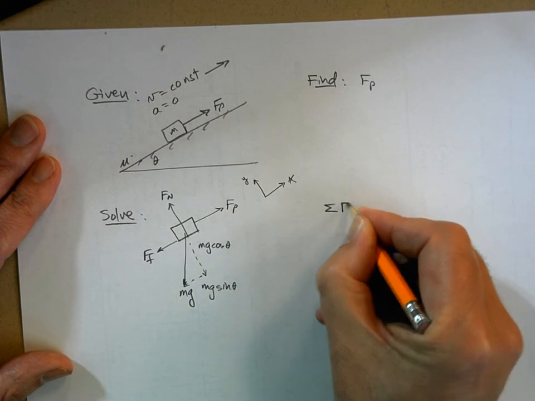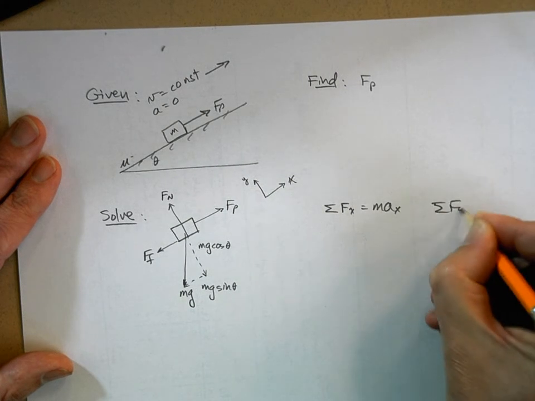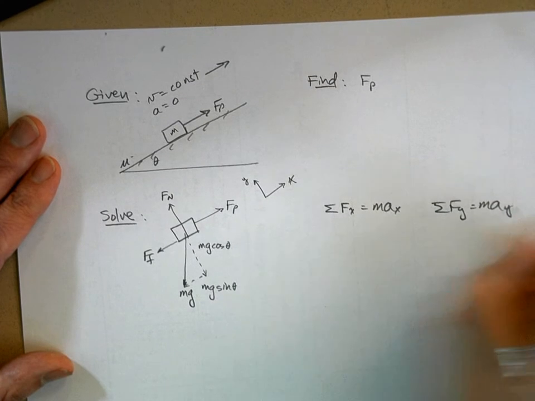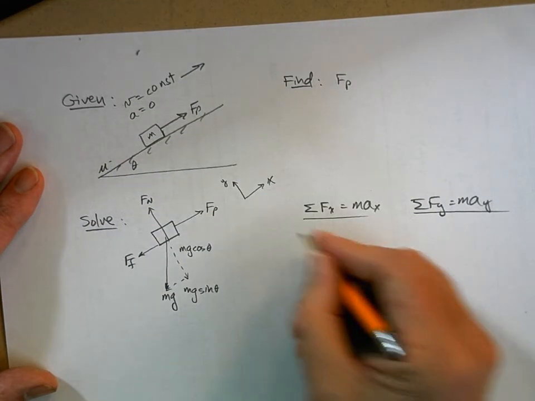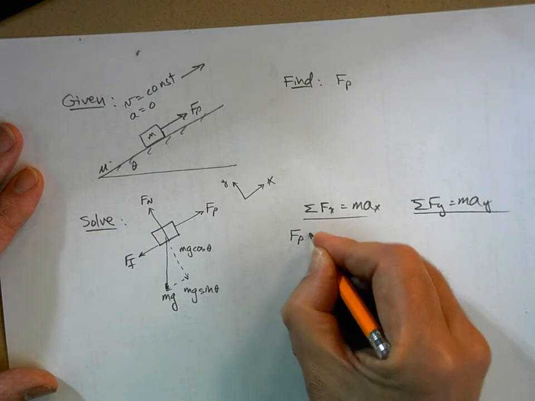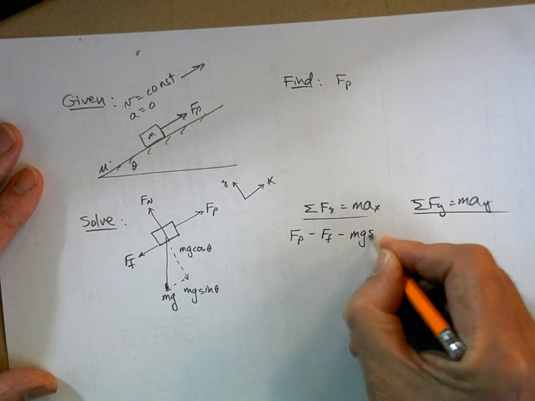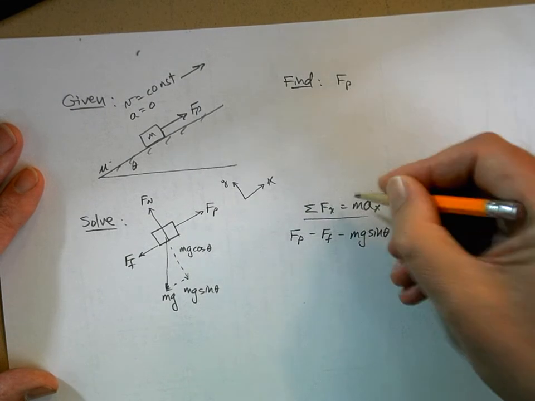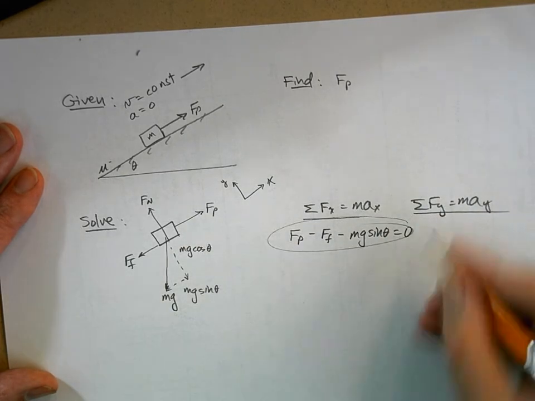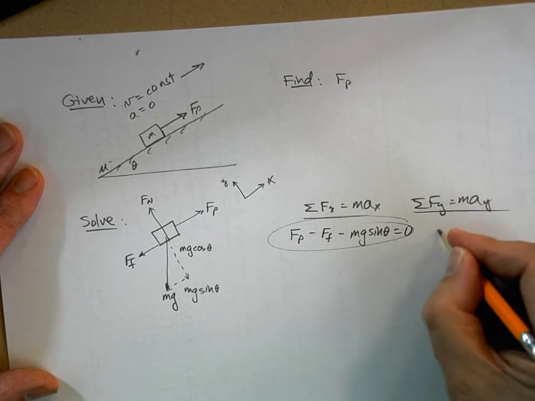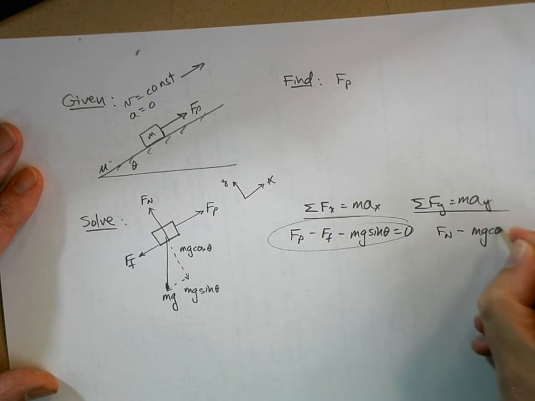Sum of the forces in the x equals ma in the x. Sum of the forces in the y equals ma in the y. I know I'm rushing through this, sorry. In the x direction, lots of forces. The pulling force minus the force of friction minus mg sine theta equals, well, it was given to have 0 acceleration. Here's an equation I can work with. Sum of the forces in the y direction: normal force minus mg cosine theta equals 0.